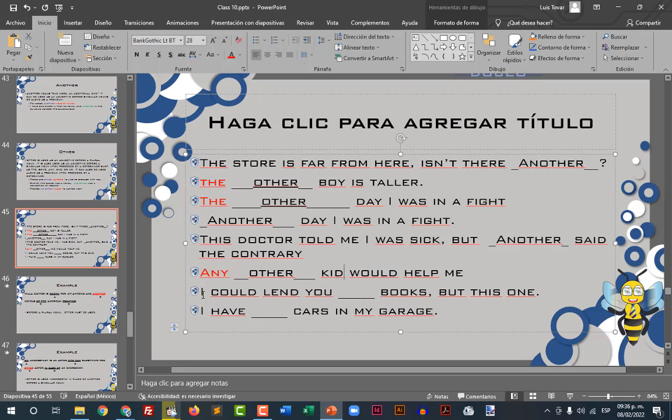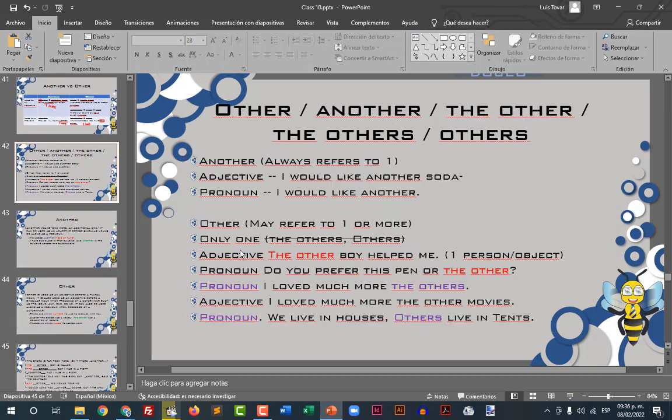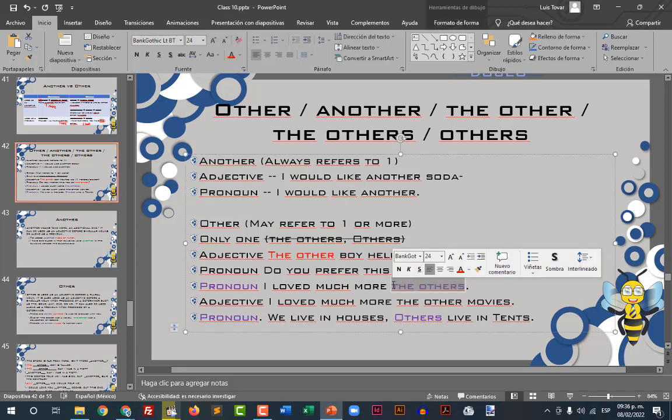Next one. I could lend you books, but this one. Other books, that's right. Let me tell you the difference between using others and other. As you can see in the examples I just wrote, when you use others, it will always be a pronoun, not an adjective. Remember that adjectives in English have no plural form. We don't say reds cars, we say red cars.